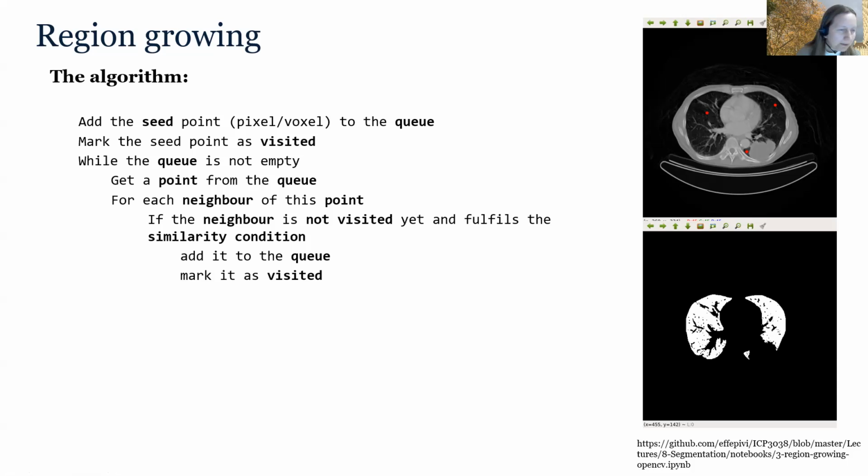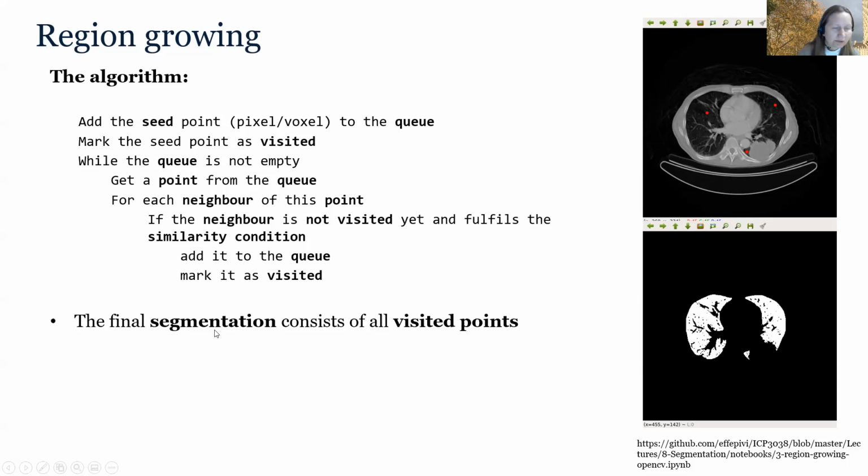First, we get a point from the queue. When I say we get a point, I mean that we take it out of the queue, so it will not remain in the queue. Then we look at all the neighbors of this point. For each neighbor, if it is not visited yet and if it fulfills the similarity condition, so it has a similar intensity, for example, then we add it to the queue and mark it as visited. So it will be part of our segmentation, and we will keep growing around this point as well. The whole algorithm is actually very simple. And as I said, the final segmentation will consist of all visited points.